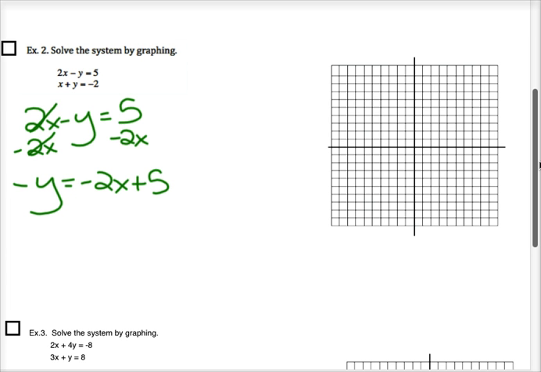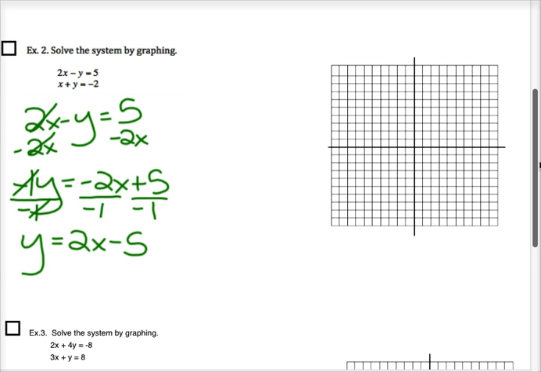Now, my y is negative, which basically means there is a -1 sitting there. So to get my y by itself, I'm going to divide everything by -1. And when I divide by -1, essentially all you're doing is flipping the signs of everything in the equation. So for my first equation, I have it solved for y now, so I'm ready to graph it.